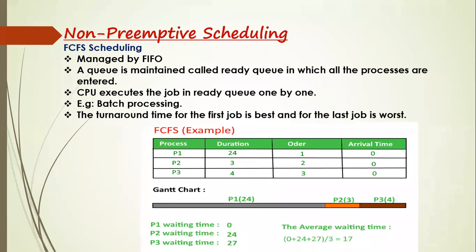Turnaround time means what? The time from when the process arrived for the execution until it completes the execution. Now the turnaround time for P1 is 24. Turnaround time for P2 is 27 because it arrived for the execution at 0 time, but it completed its execution at 27. So the difference between 27 and 0 is 27. So turnaround time is 27. And for P3, it is 31. This is first come, first serve.